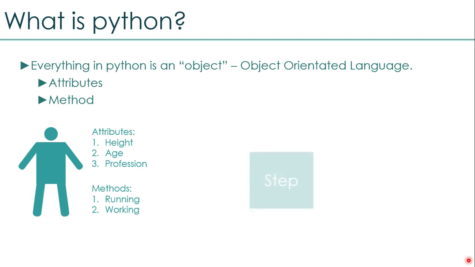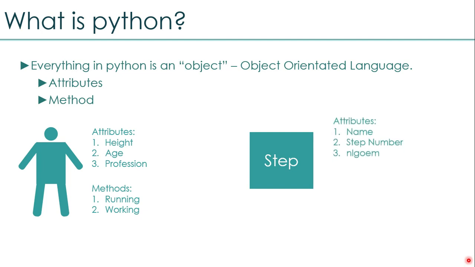Let's take another example, an Abaqus step. Everybody might have used different step analyses, static analysis, viscoelastic analysis. Let's take a step as an object. As an object, a step has some attributes. What type of attributes can it have? It will have a name, it will have a step number, and it will have a nonlinear geometry option, whether it is on or off. If it is a nonlinear case, then you might be required to turn this option on. These are some characteristics.